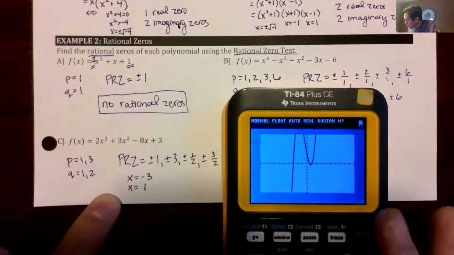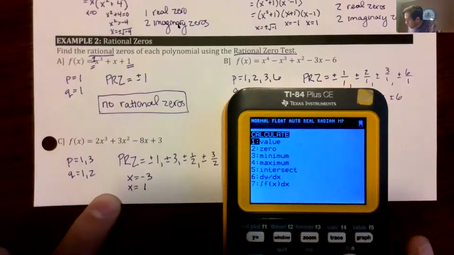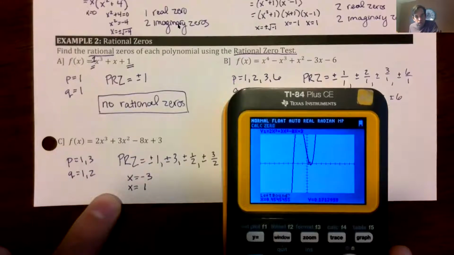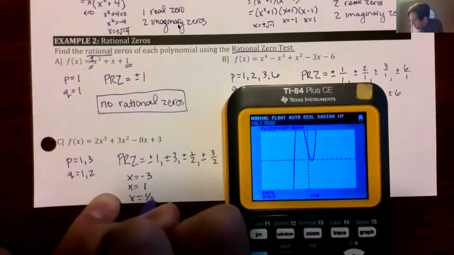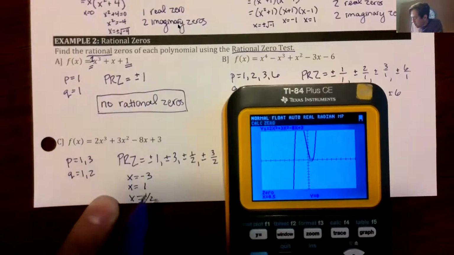Okay, so let's see. We have a couple options here. We could go to second trace, go to 0, which is number 2. Go a little bit to the left and a little bit to the right and see if we can get it. Oh, we got it. It's 0.5. Yep, that was on our list. So x equals 1/2 is the third one. And look at that. All 3 zeros this time were rational.